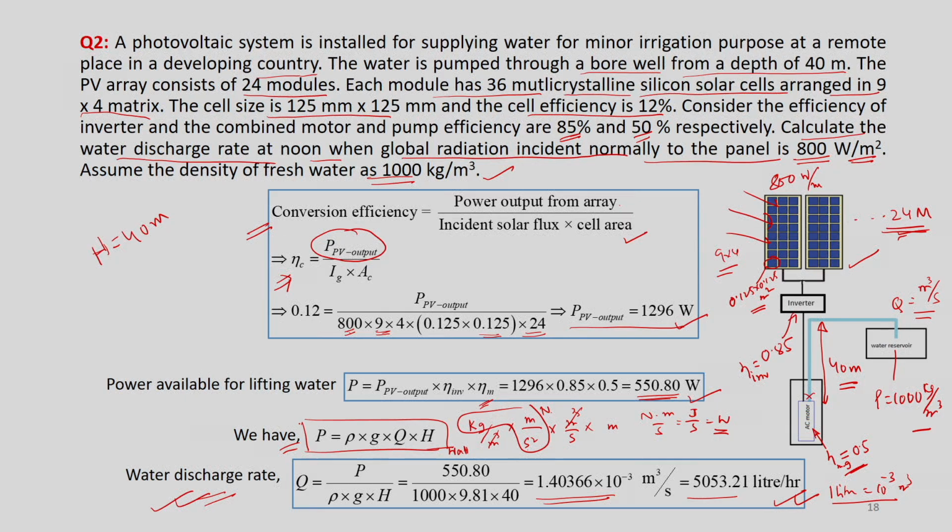So, this is an example to understand how a water pumping system works. Of course, these are helpful in designing a standalone system where water requirement is important for irrigation purposes.